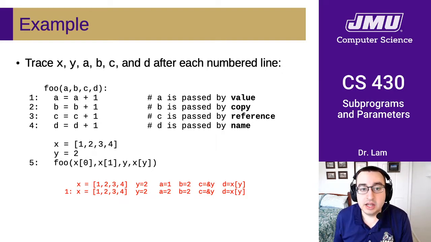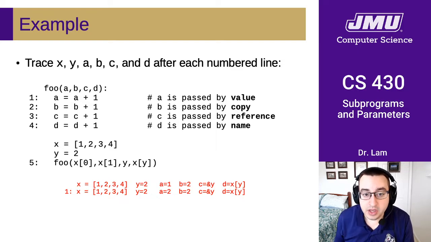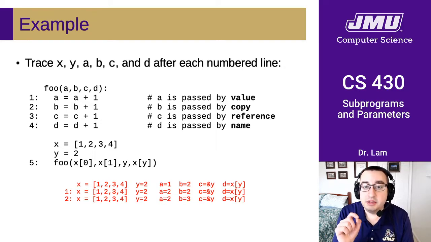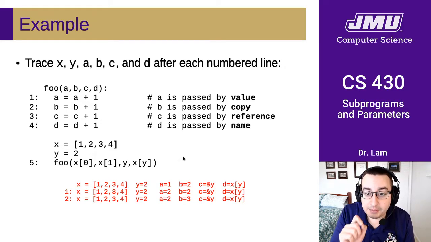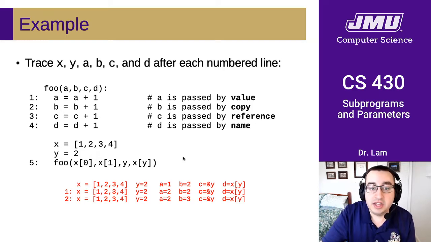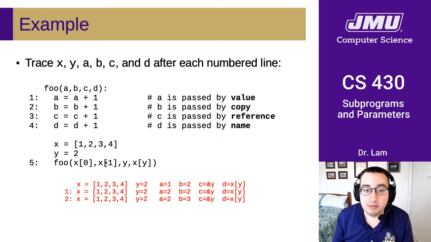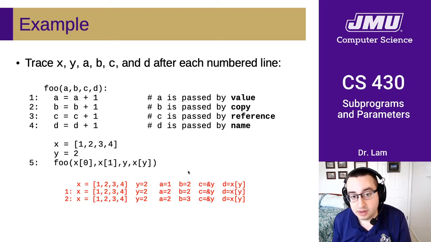B gets incremented on the next line, line 2. Remember that B is being passed by copy. So at this point, B changes, but even though the actual parameter for B is x sub 1, that will not be changed until the end of the subprogram. So you can see that its value is still 2. And then that will get updated with B's value at the end of the subprogram.